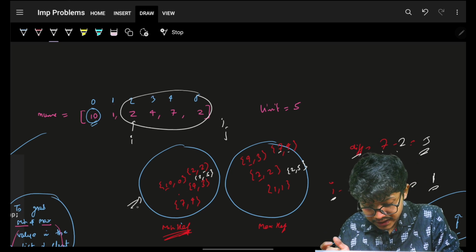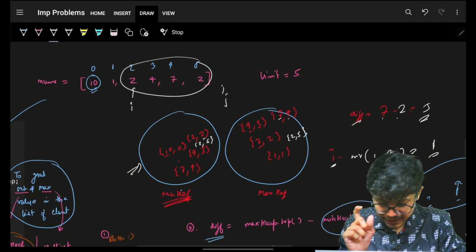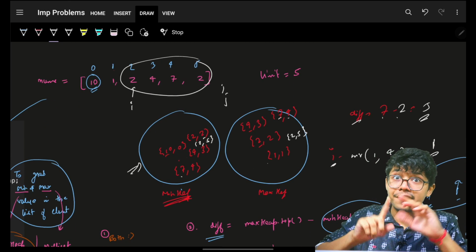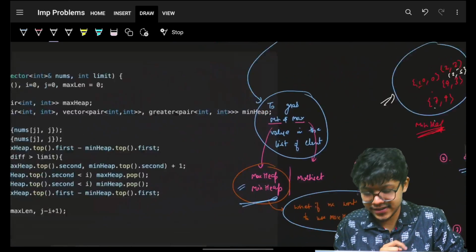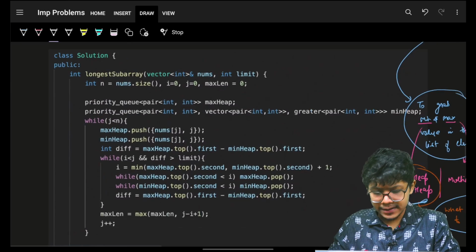Now this you can see. Again, look at the state. I did not remove every element. I only removed from the top, and that's what I use my indexes for. Cool. Let's see the code. It's exactly same as what we saw.